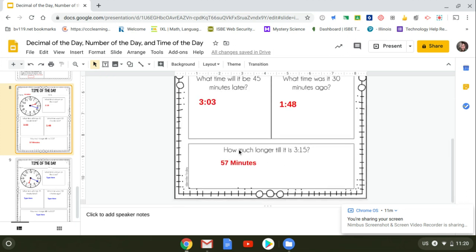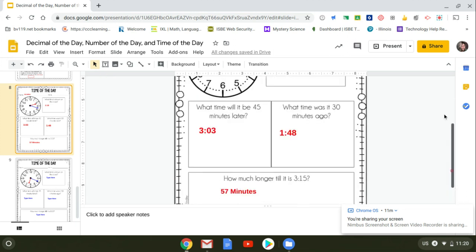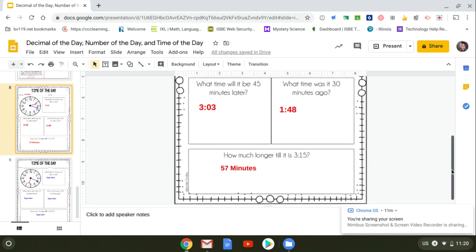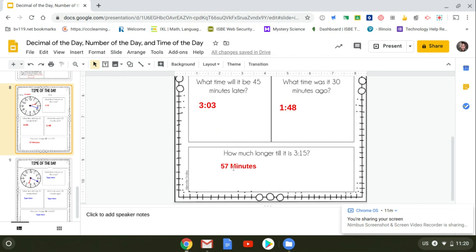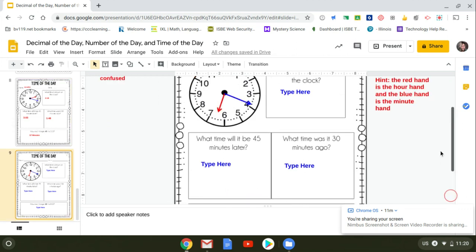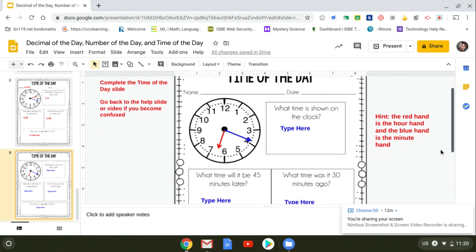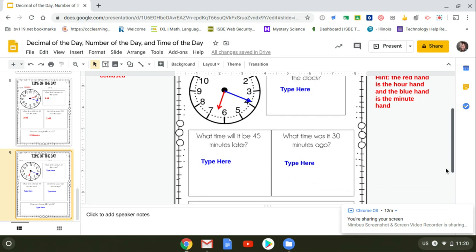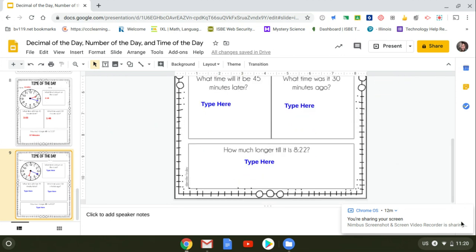Then lastly, how much longer till it's 3:15? Well, if it's 2:18 now, how many minutes is it going to be until you get to 3:15? And that would be 57 minutes. You're going to do that here. I just want you to try your best. If you're not completely right, that's okay, because we haven't worked a huge amount with time. I just want to see how well you do on it.